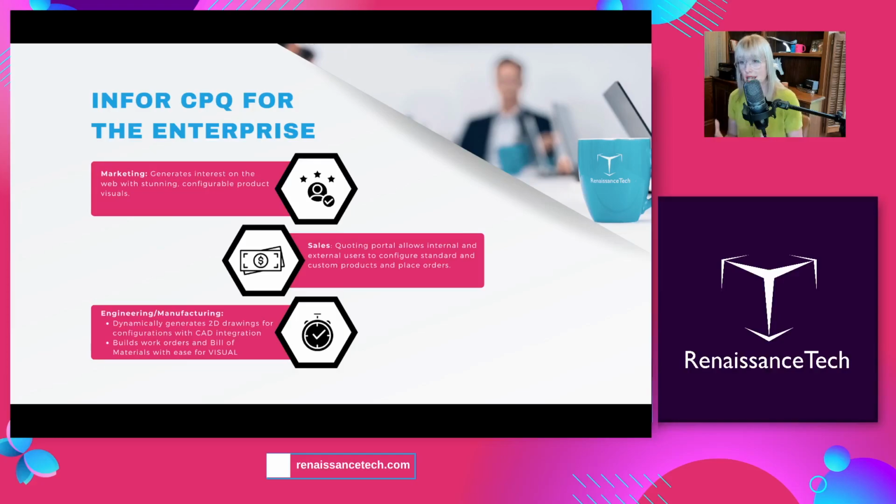And then it also does support engineering and manufacturing as well. Don't want to forget about those folks. Infor CPQ has the ability to dynamically generate 2D drawings for configuration, builds your work order, your bill of materials, all of that kind of stuff. All of that is dynamically generated as you are making selections on your products.